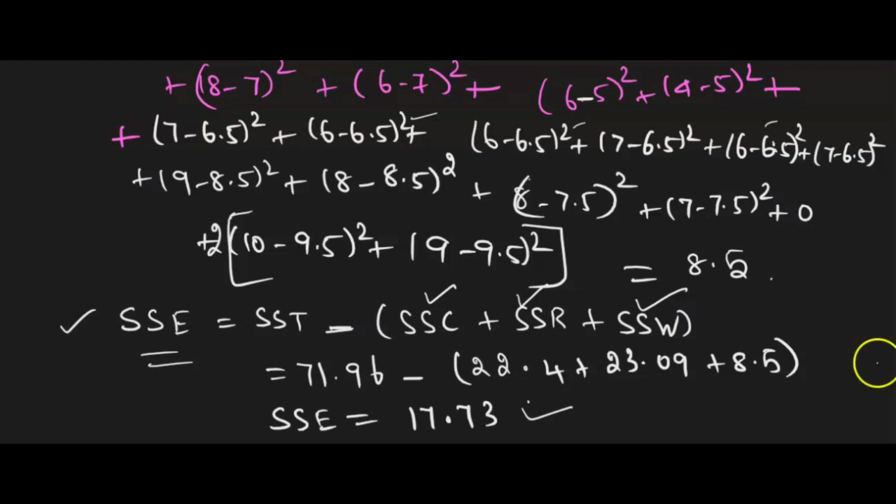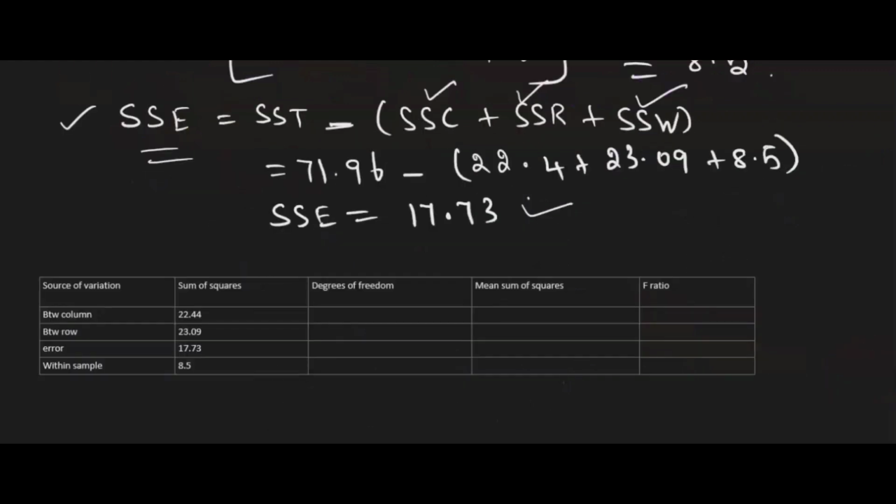Now we have to go for the tabular column. And this is your source of variation: between column, which is nothing but SSC we calculated, and this is SSR, and the 17.73 is SSE, and this is SSW. These are the values we have calculated. And degrees of freedom, the first one is number of columns minus 1, which is 3. We have 3 columns, and number of rows minus 1, 3 rows, 2. So this is your VC and this is your VR, and your V is the multiplication of these, 3 twos are 6.